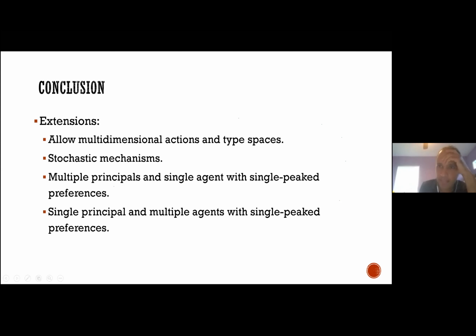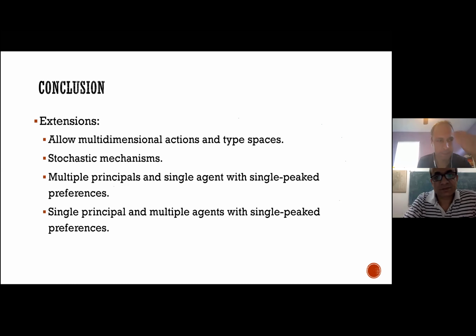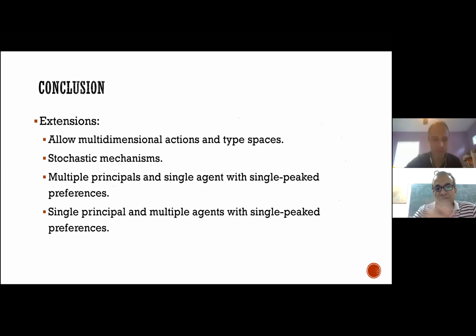So hi, Rene. The last point in your conclusion, single principal and multiple agents with single peak preferences. Actually, there is a nice model of this, the Sprumont model. So it actually has an additional constraint. Suppose you want people to supply effort, but the sum of efforts has to be X. So actually you get a very nice mechanism, which is this uniform rule, which is that you ration people on the same side.